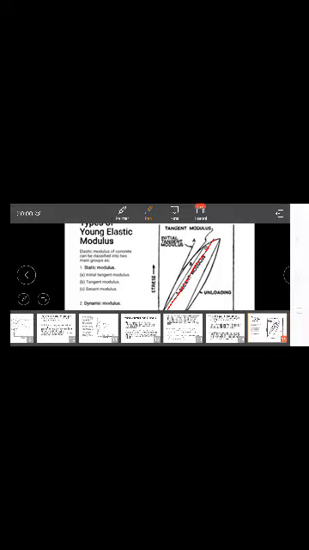Now coming to the third one, the secant modulus. Secant modulus is represented by the slope of a line drawn from the origin to any point C on the curve. If you can see in the diagram, this line O and C, these two points, it is touching this point and this point, O and C. So this is your secant modulus.